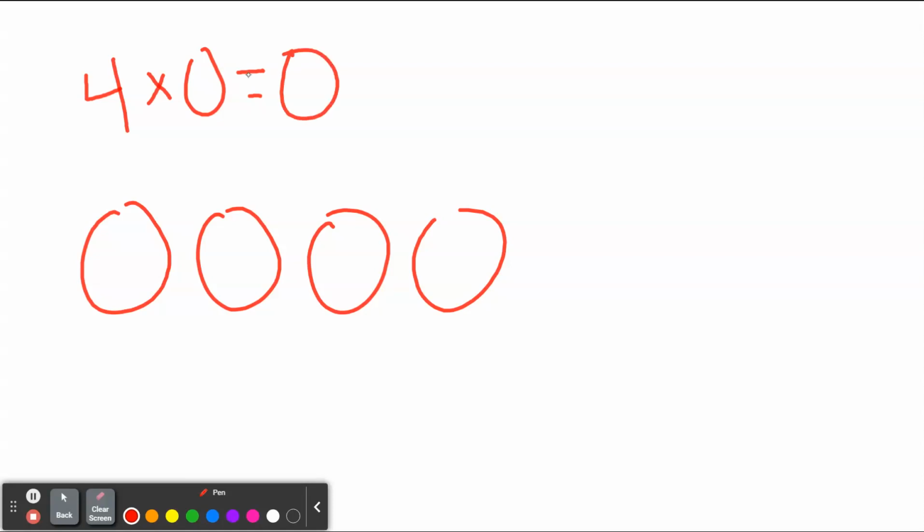Okay, here I have a blank canvas, but let's say I have 4. 1, 2, 3, 4. I have 4 groups. I don't have anything in them. I have 0 in them. So I have 4 groups of 0. So how many do I have in total? I have 0. What if I have 5 groups? So if I have 5 times 0, that's going to give me 0, right? Because I don't have anything in my groups.